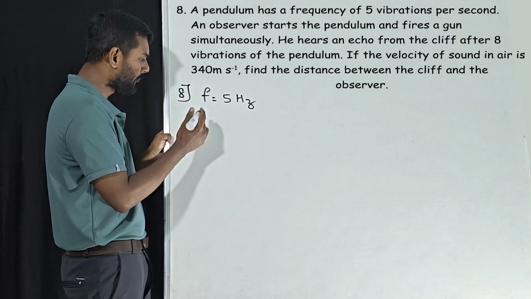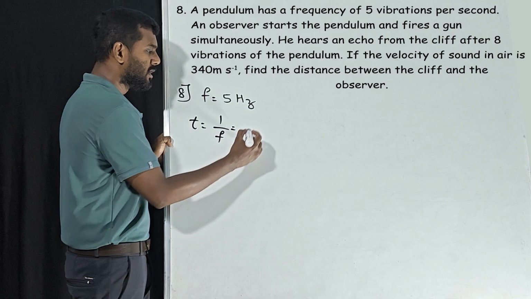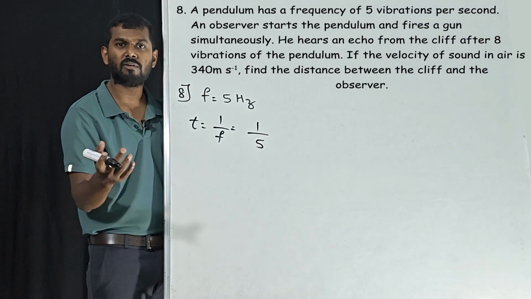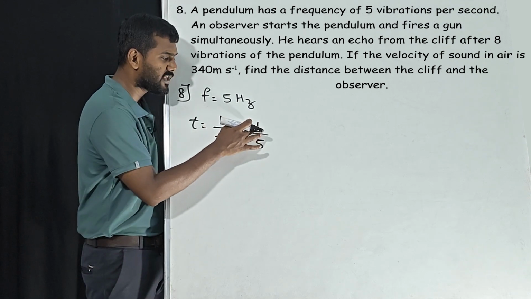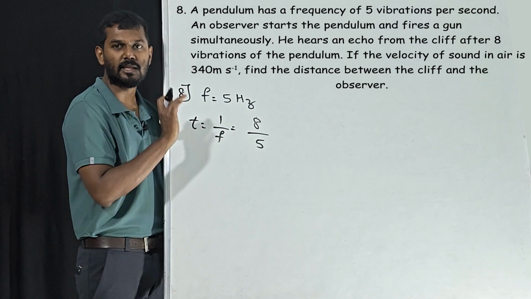Now listen, we know time is equal to 1 by frequency, correct? So frequency value is 1 by 5. But do you think after 5 vibrations we heard an echo? No, correct. He hears an echo after 8 vibrations. So how to write like this?